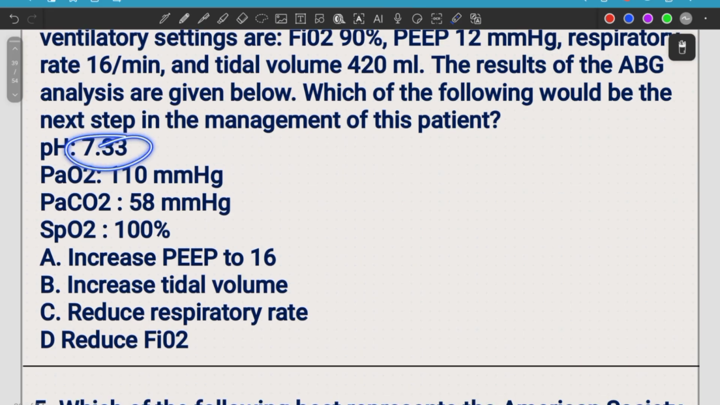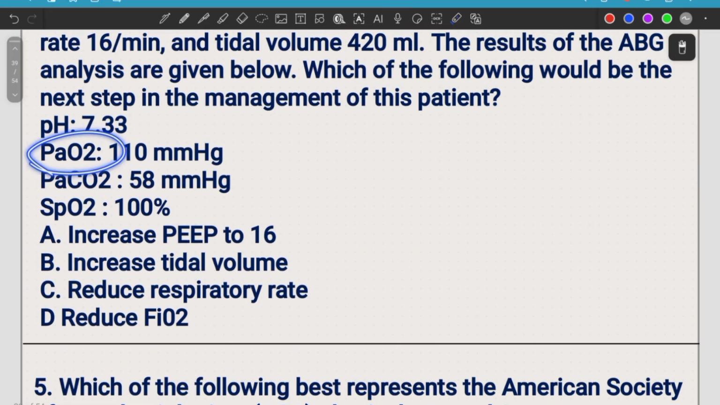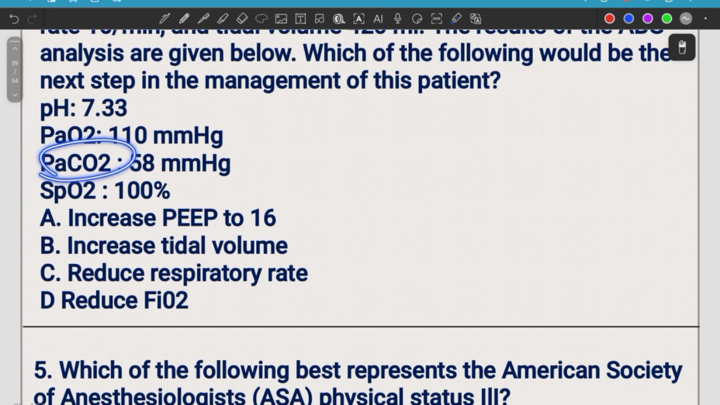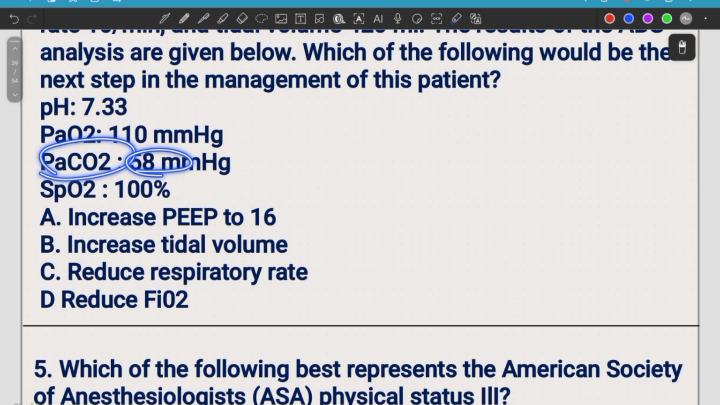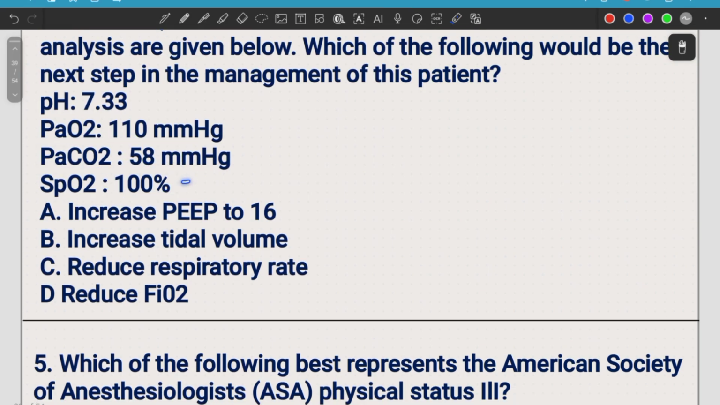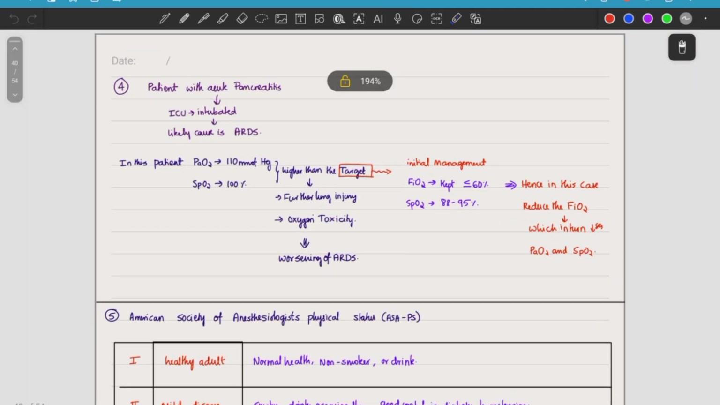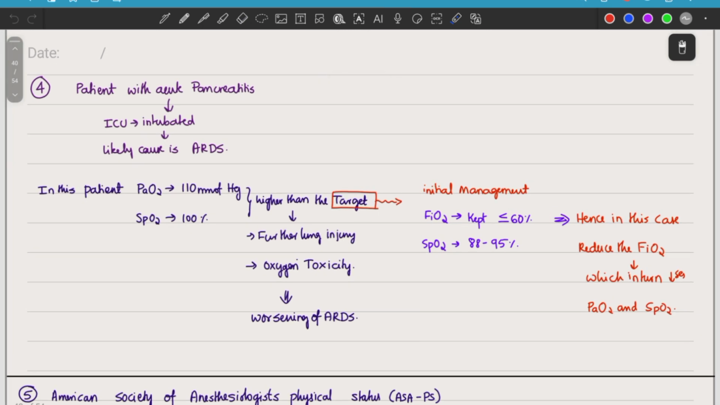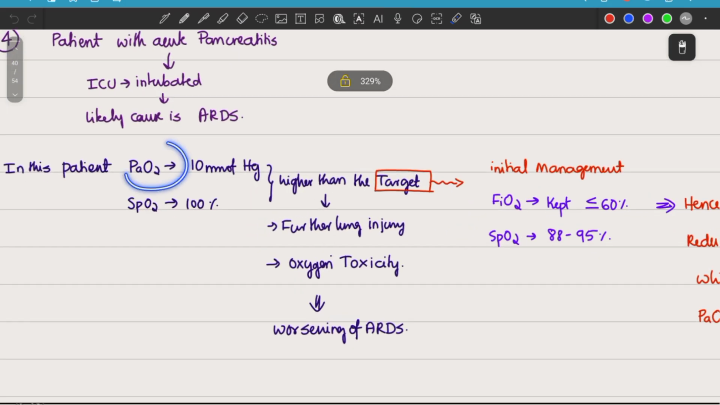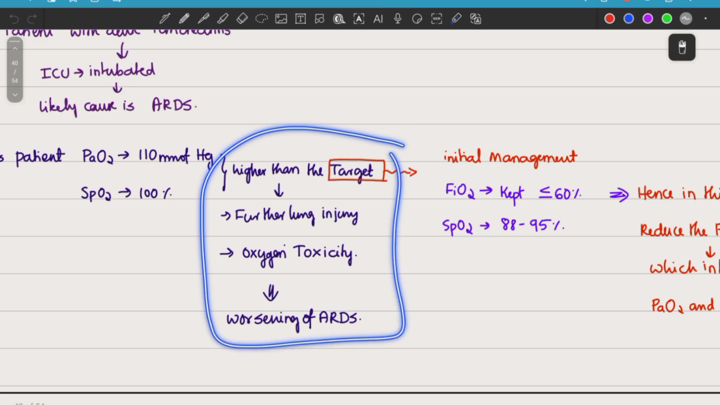pH is 7.3, okay. PaO2 is 110 mm of Hg, which is slightly high, and PaCO2 is 58 mm of Hg, okay. SpO2 is 100%, which is a little bit high only. Let's see the explanation once. See, the patient with acute pancreatitis getting intubated likely causes ARDS. In this patient, PaO2 is 110 mm of Hg, whereas SpO2 is 100%, which is higher than the target.